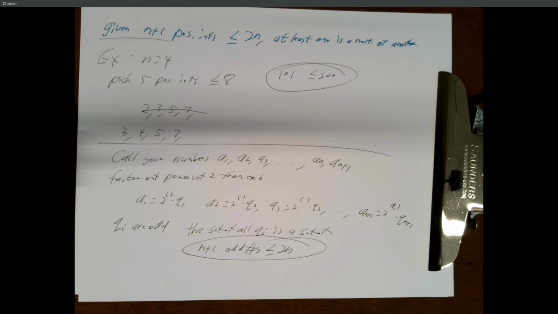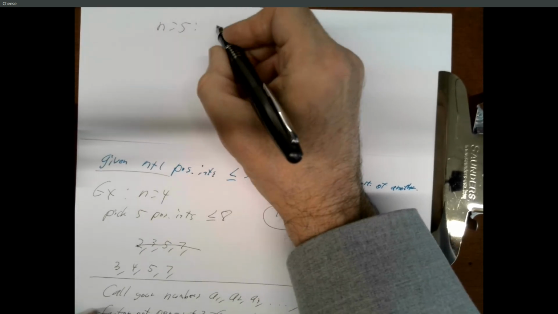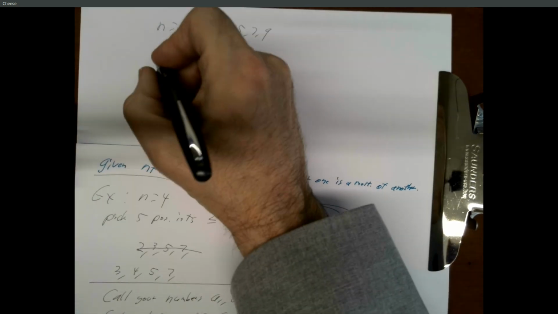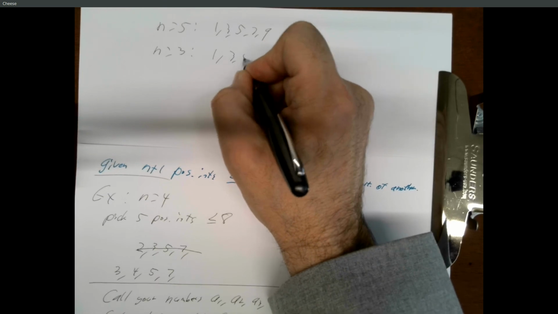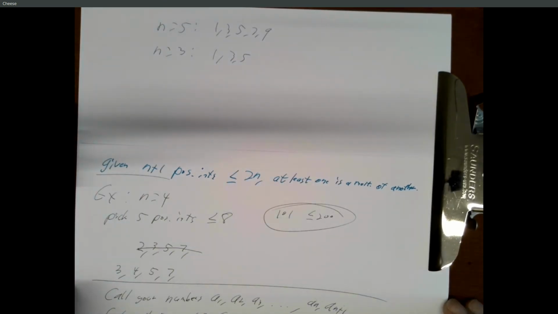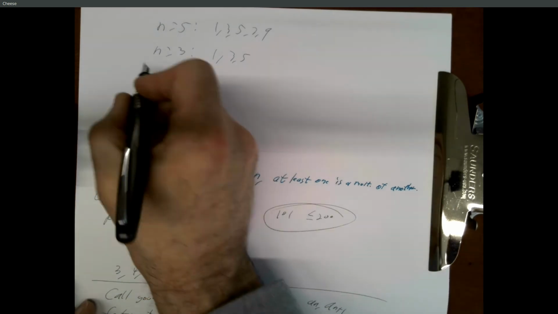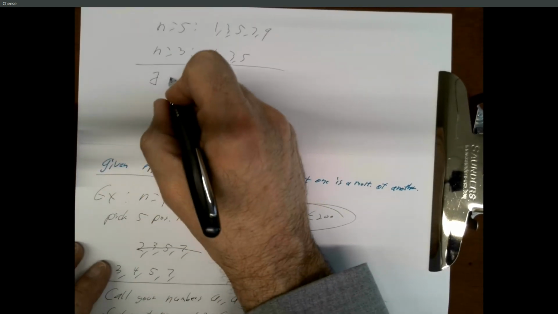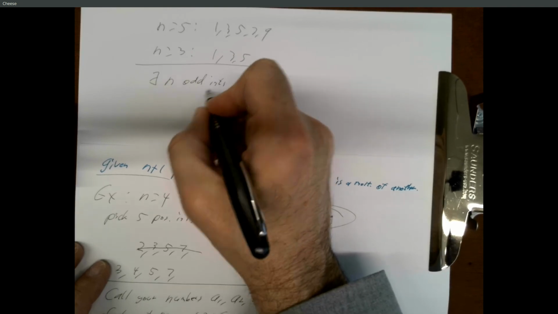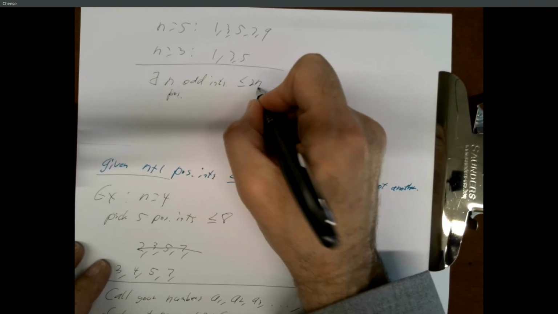So how many odd numbers are there less than 2n? Suppose n equals 5. You've got 1, 3, 5, 7, and 9. That's 5 odd numbers less than or equal to 2n. If n equals 3, you've got 1, 3, and 5. 3 numbers less than or equal to 2 times n. So you can convince yourself there are n positive odd integers less than or equal to 2n.